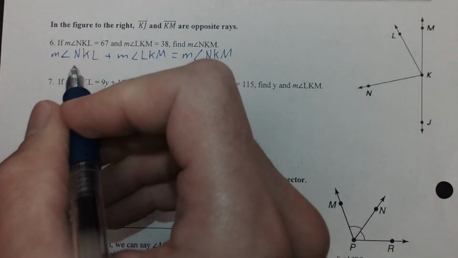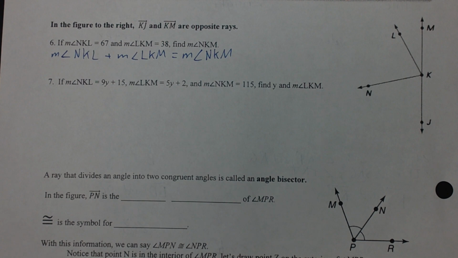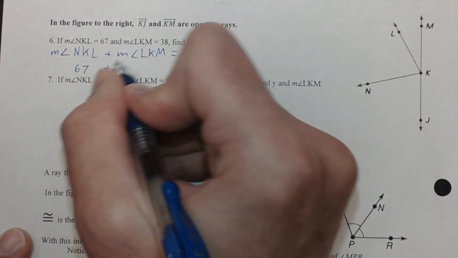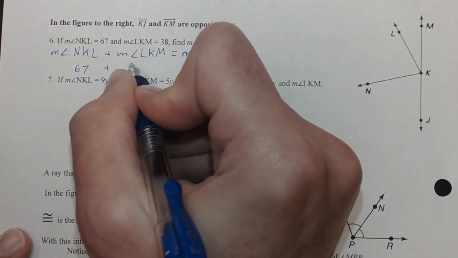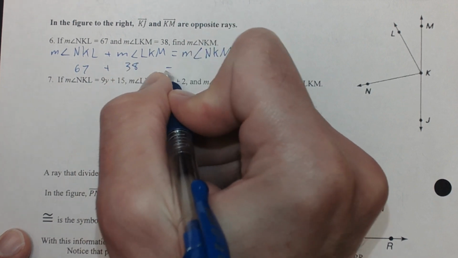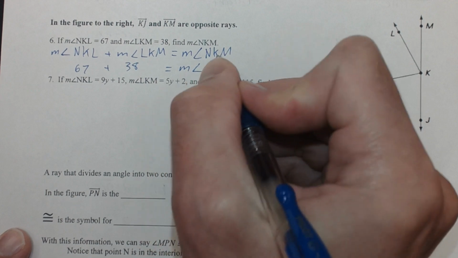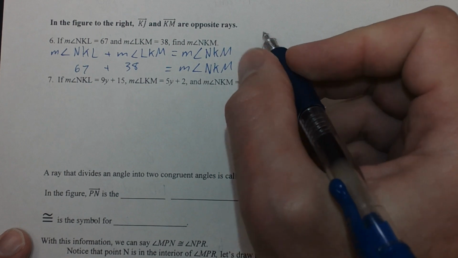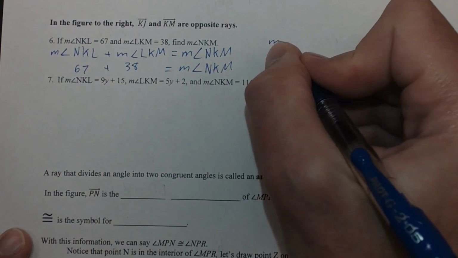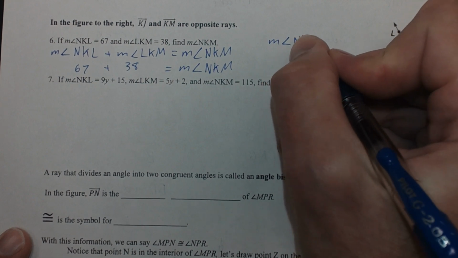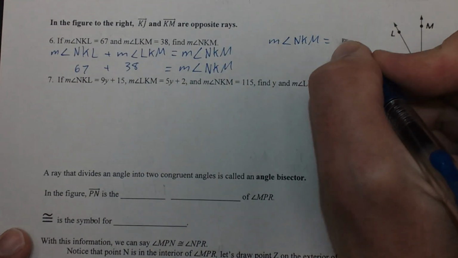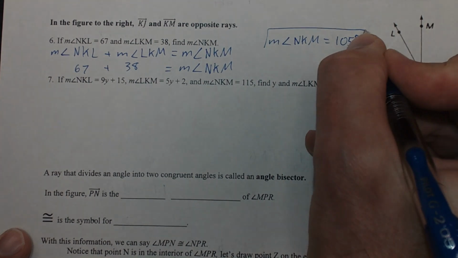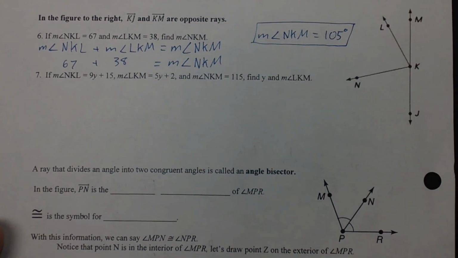Now fill in what they told you. They told you that the measure of angle NKL was 67. The measure of angle LKM was 38. And that is going to be equal to the measure of what we're trying to find, which is angle NKM. And what does that equal? 67 plus 38. The measure of angle NKM is going to be equal to 67 plus 38, which is 105 degrees. So that is the answer for number 6.